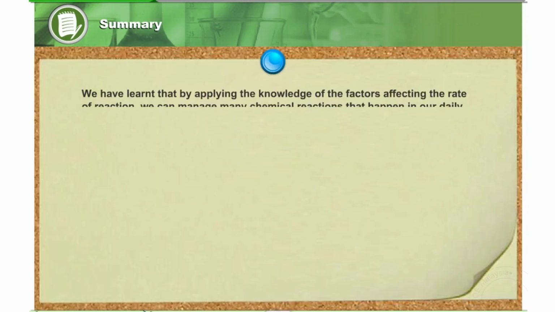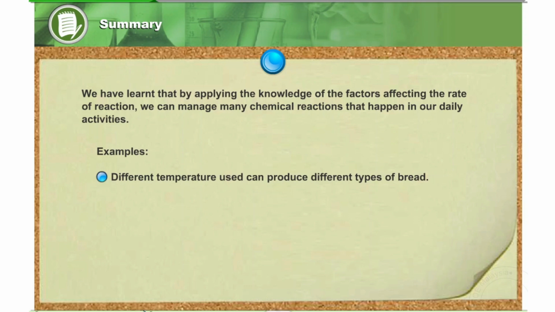In this lesson, we have learned that by applying the knowledge of the factors affecting the rate of reaction, we can manage many chemical reactions that happen in our daily activities. For example, in baking bread, different temperature used can produce different types of bread.